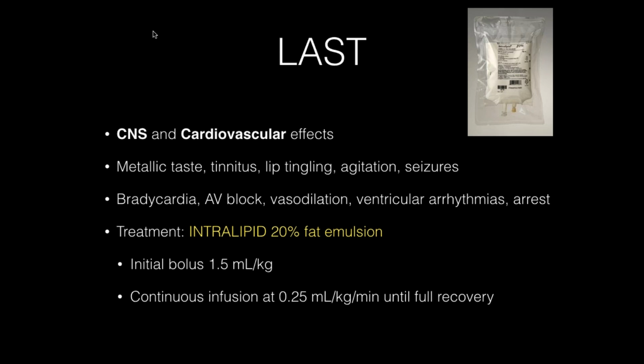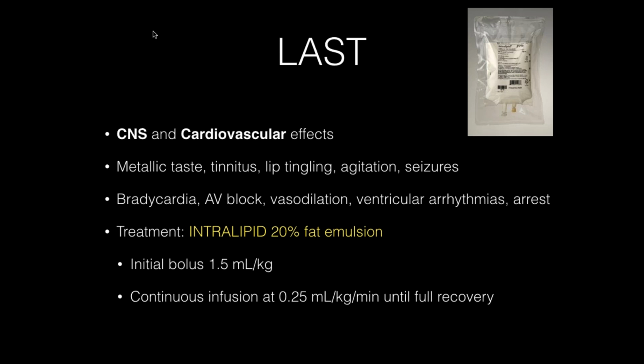So propofol is not, unfortunately, an appropriate substitute. It has to be this formulation of Intralipid. An initial bolus of 1.5 mL per kg is recommended as a starting dose. You can just average that in the heat of the moment to about 100 mL for the average adult. And then you can follow that with a continuous infusion of 0.25 mL per kg per minute until full recovery.